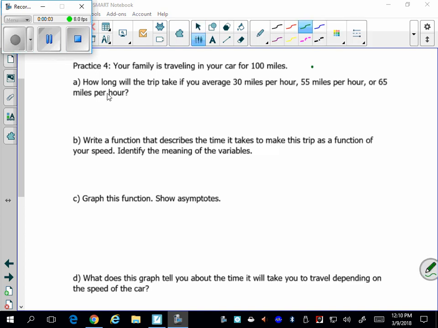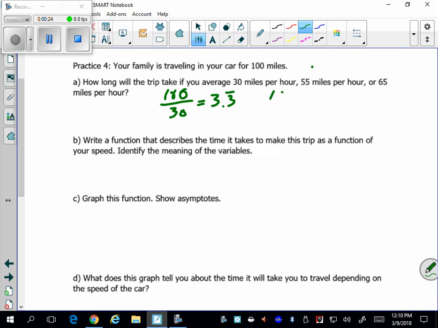Practice number 4. Your family's traveling in your car for 100 miles. How long will the trip take if you average 30 miles per hour? That would be 100 divided by 30. So it would take 3 hours and 3 repeating, so that'd be 3 hours and 20 minutes or so.